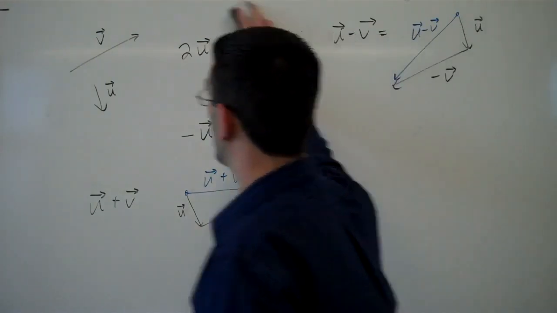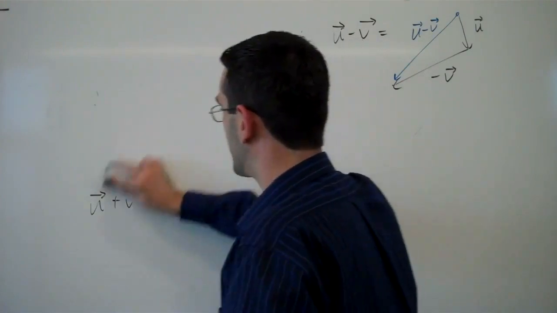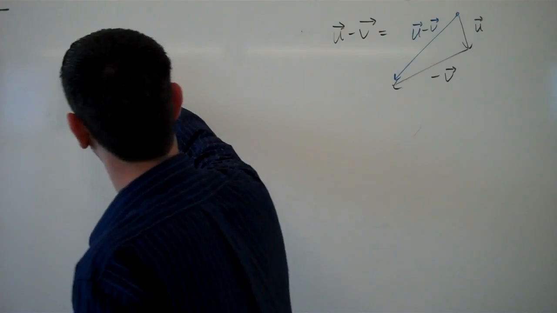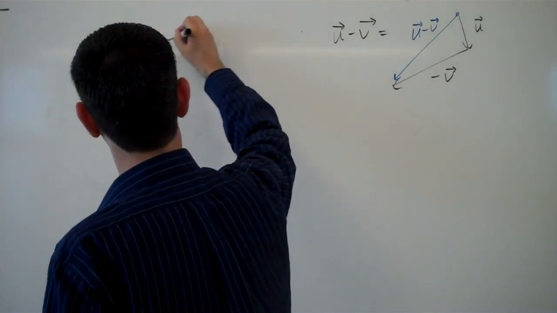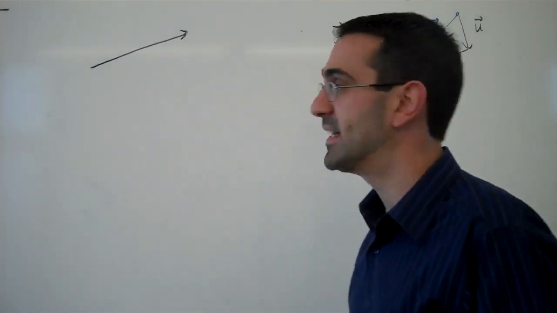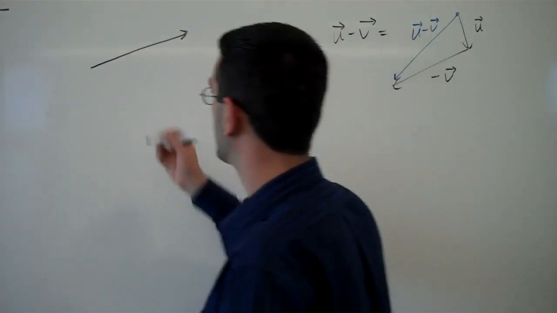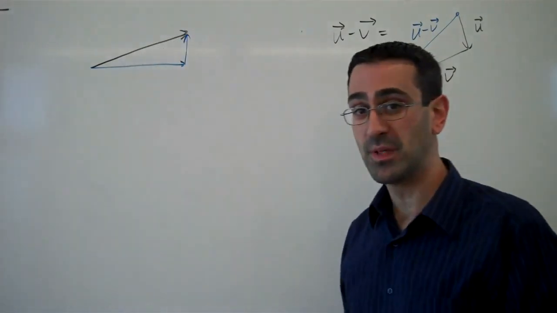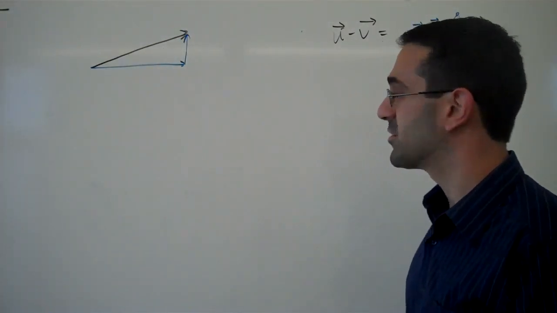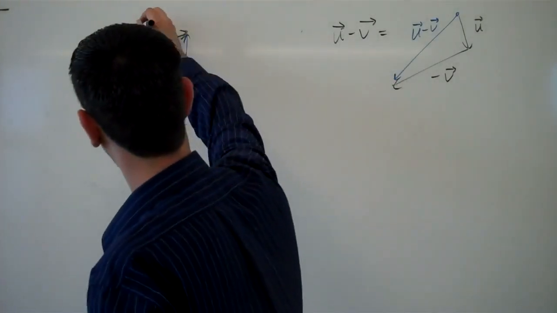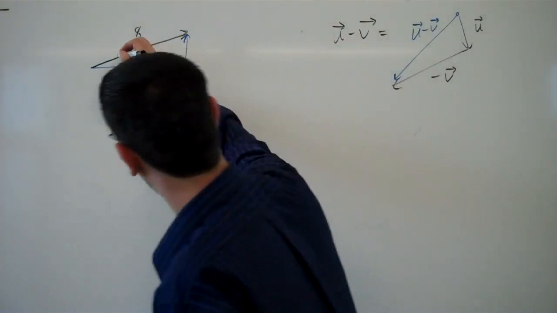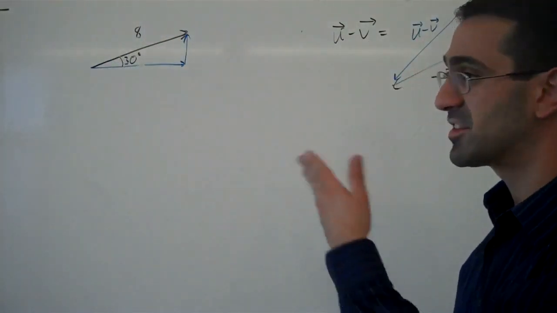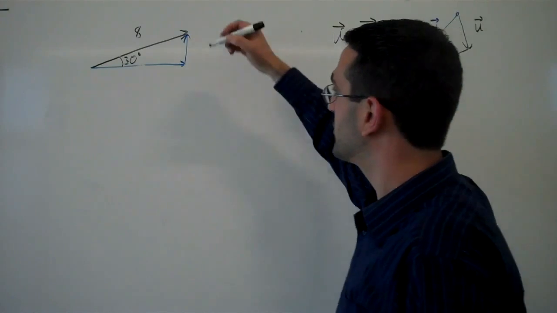Now, working with vectors totally geometrically is not very convenient. And so oftentimes we'll take our vector and resolve it into components. And so we represent the vector as a combination of a horizontal piece and a vertical piece, the components of the vector. So for example, let's say this vector had length 8 and an angle of 30 degrees. So that gives us a magnitude and a direction.